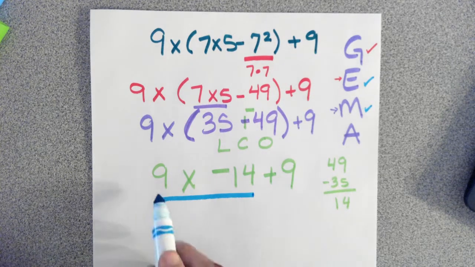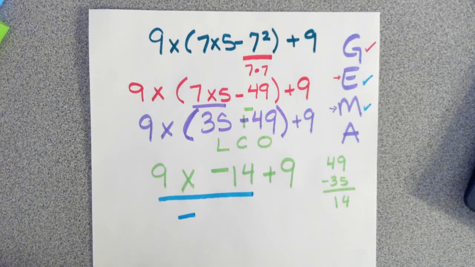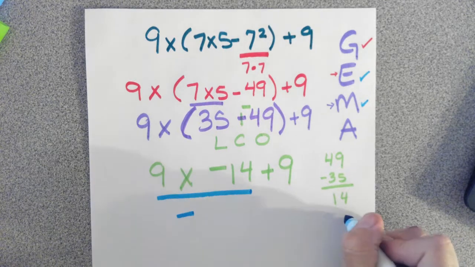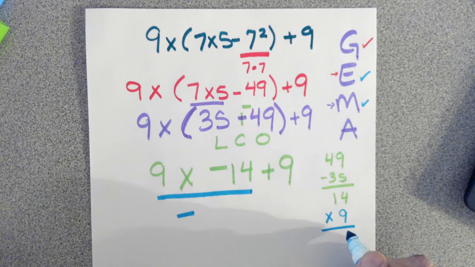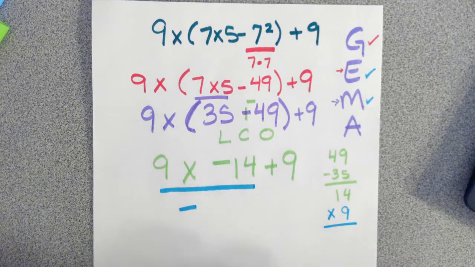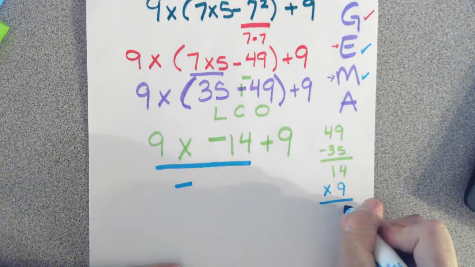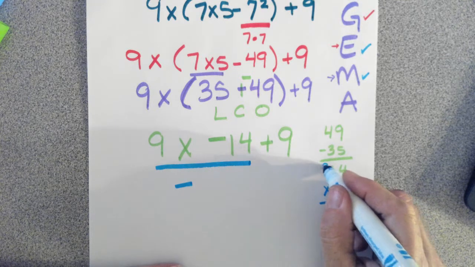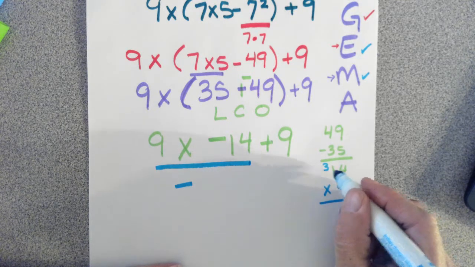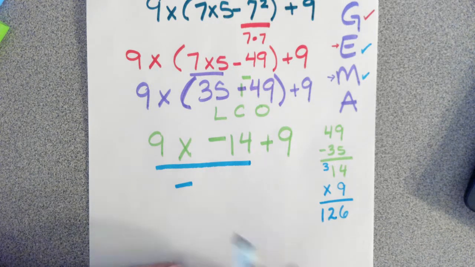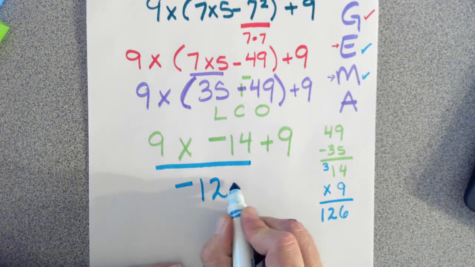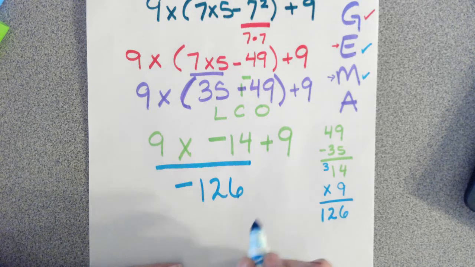Okay, what is a positive times a negative? I hope you said a negative, because then you'd be right. Now I just have to do 9 times 14. So I'm going to use my 14 I have over here and times it by 9. 9 times 4, that gives me 36. Carry the 3. 9 times 1 is 9, plus 3, 10, 11, 12. So now I have negative 126. Don't forget to write the plus 9.